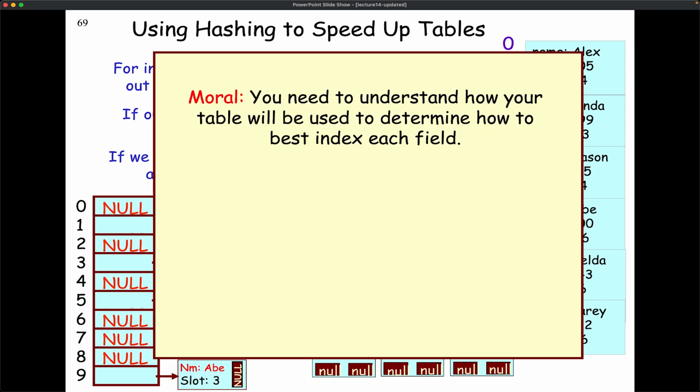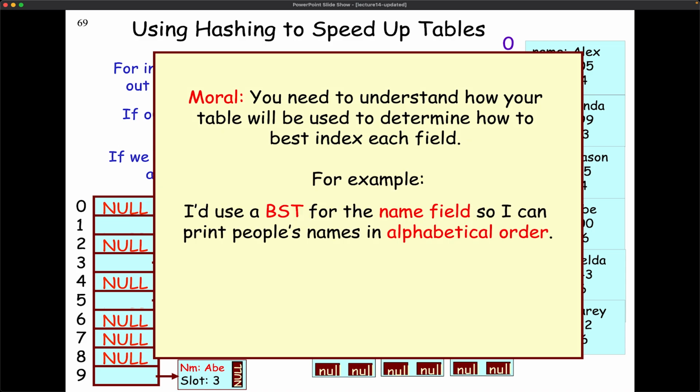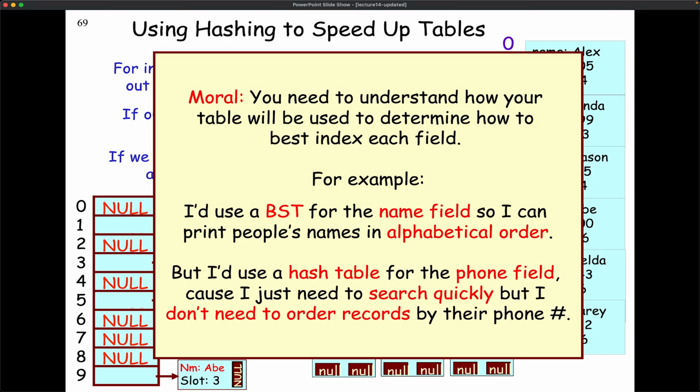So in other words, we need to understand how our table will be used to determine how to best index each field. So for example, use a binary search tree for the name field so you can print people's names in alphabetical order. Use a hash table for the phone field if you just need to search quickly.